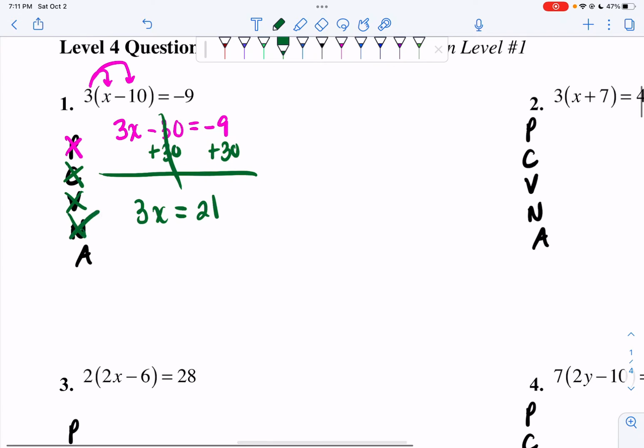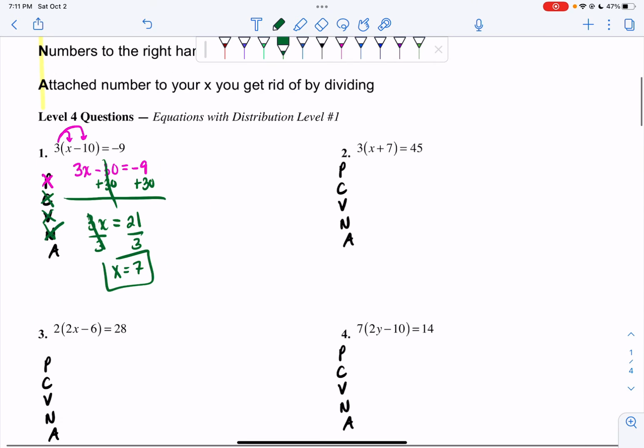And then I get rid of that attached 3 by dividing. So I'm going to divide both sides of my equation by 3. And I get x is equal to 7. And that's my final answer. Number 2.